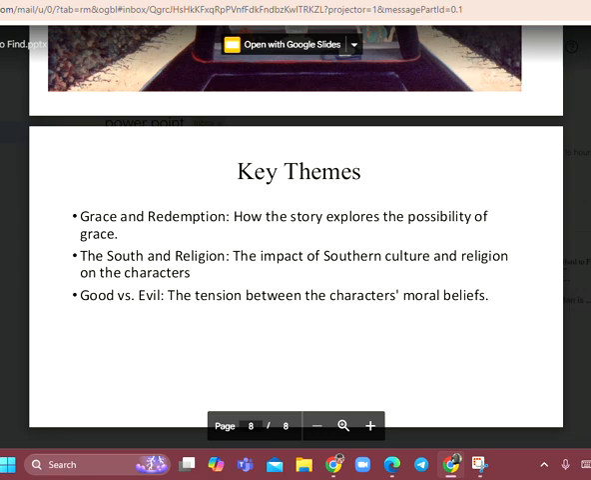The most important theme is good versus evil. We see the tension between the characters' moral beliefs, and it is represented by the grandmother and the deep ideas that are suggested by the Misfit himself, and we can ask ourselves who is good and who is bad from the beginning till the end, along the way with reading this.